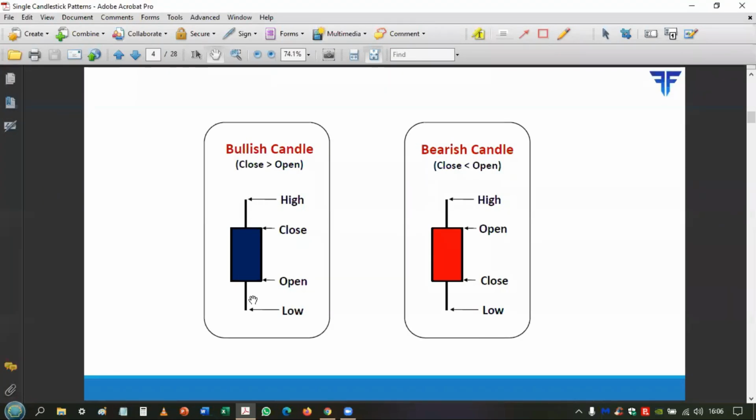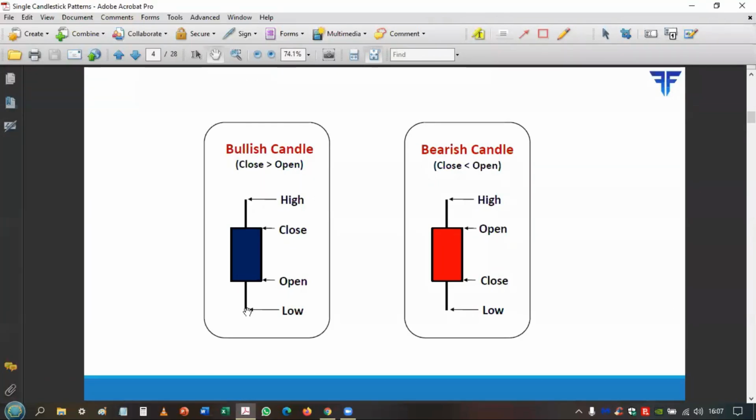Let us say we are looking at the daily chart. On the daily chart, the top of each candle will represent the highest price at which the security traded for that day, whereas the bottommost portion of the candle will represent the lowest price at which the security traded for that day. If the candle is bullish, then the top of the real body, which is this portion, will represent the closing price for that day, while the bottom of the real body will represent the opening price for that day. In case of a monthly chart, the top of the candle will represent the highest price at which the security traded that month.